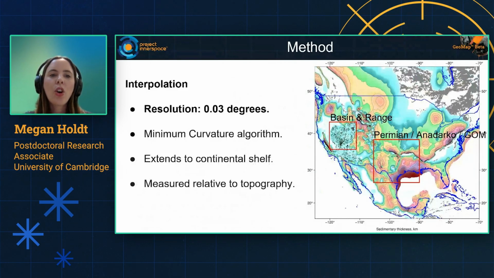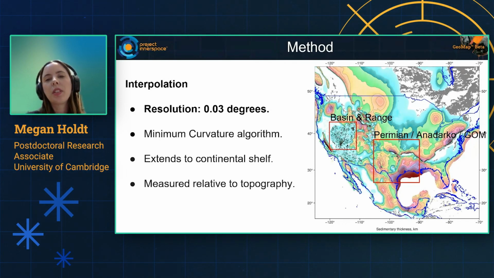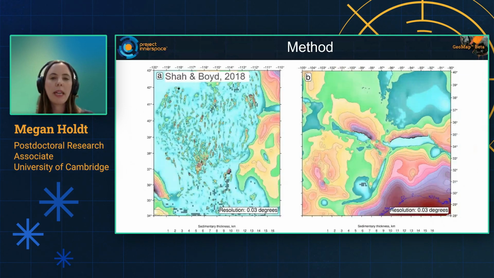I also wanted to touch on the resolution of this sedimentary thickness grid. I mentioned that it's at around the 3 kilometre mark, and existing global grids are at around 1 degree, so they are significantly lower resolution. What are we gaining when we increase the resolution to this degree? I thought we would share an example from the Basin and Range, and also from a region encompassing the Permian, Anadarko, and Gulf of Mexico basins. So if we go to the next slide, we can zoom in on those two basins.